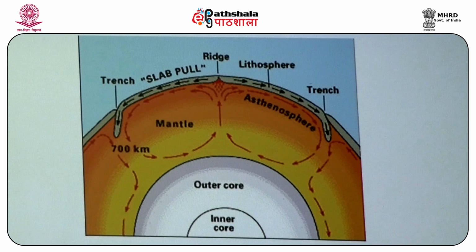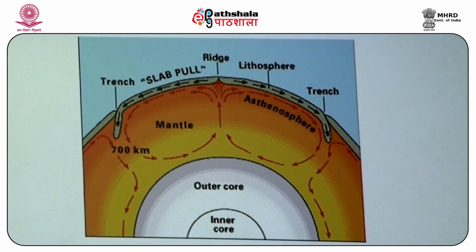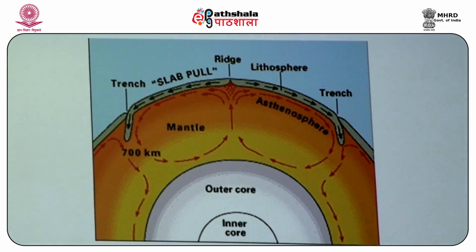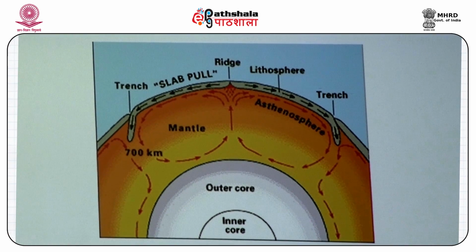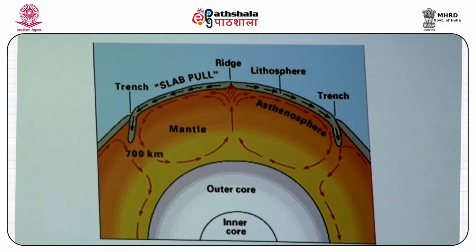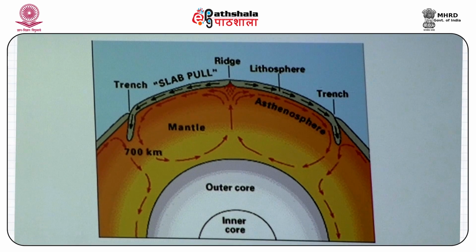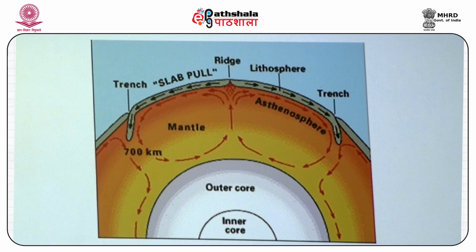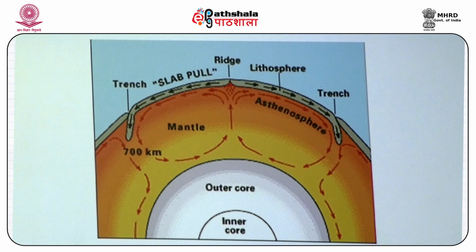Now, I was telling you that there is something known as plate tectonics, which started with the concept of continental drift given by Alfred Wegener, which was based on the fit of different continents and similarity in the cuts of different continents. Then the more encompassing theory known as plate tectonics came, in which you can see that this is a convecting mantle.